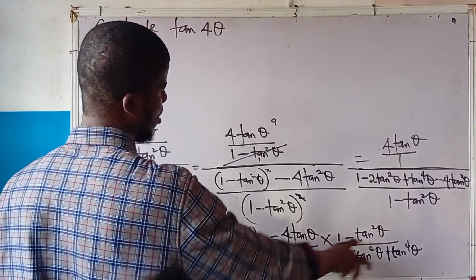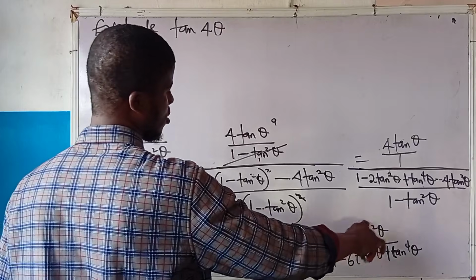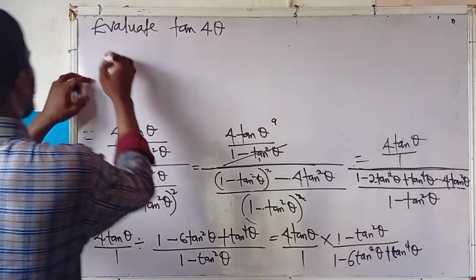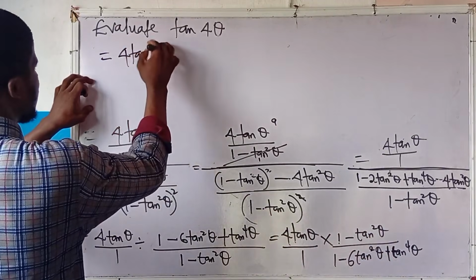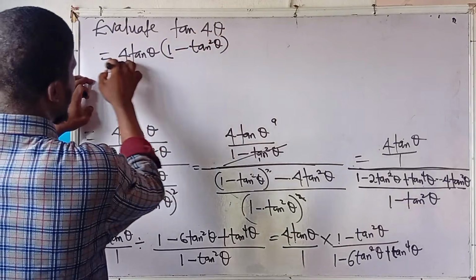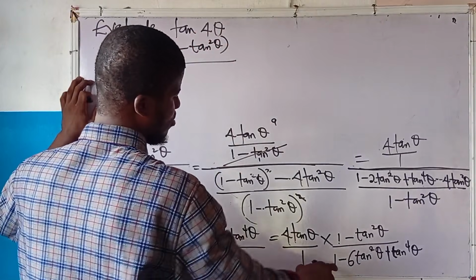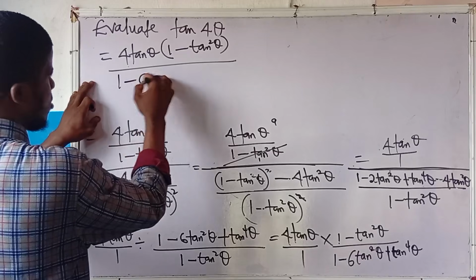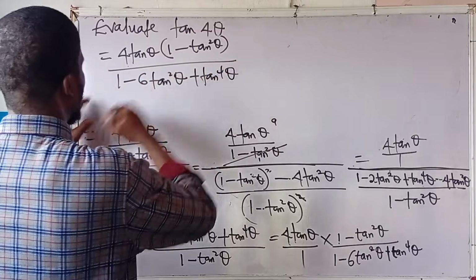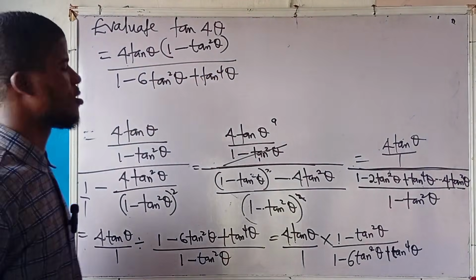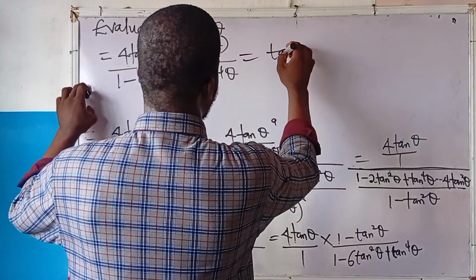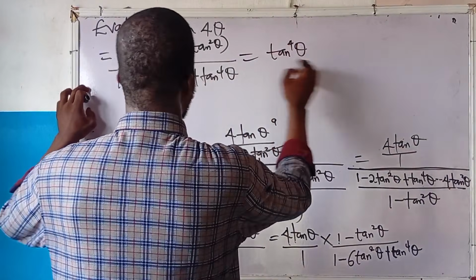So everything here multiplies that bracket, this 1 minus tan square theta, but I'm not going to write it in the expanded form. I'll leave it in bracket form. So this is equal to 4 tan theta into 1 minus tan square theta divided by 1 times everything here, 1 minus 6 tan square theta plus tan 4 theta. And this is it. This is the simplified form of this tan 4 theta. So everything here equals the tan 4 theta.